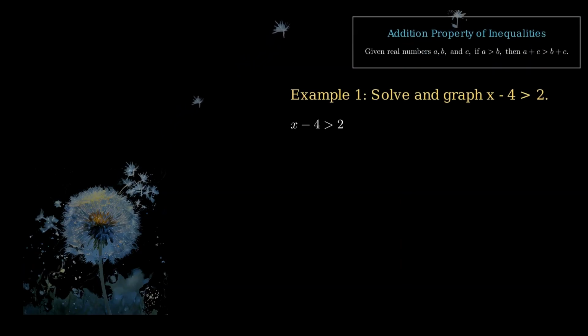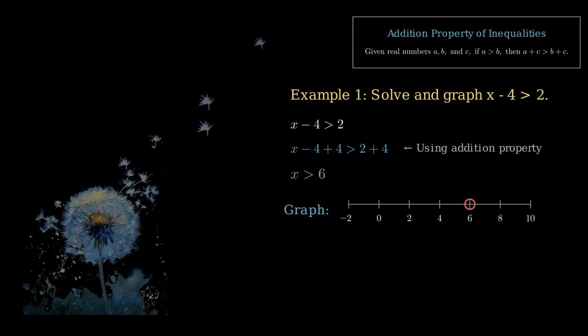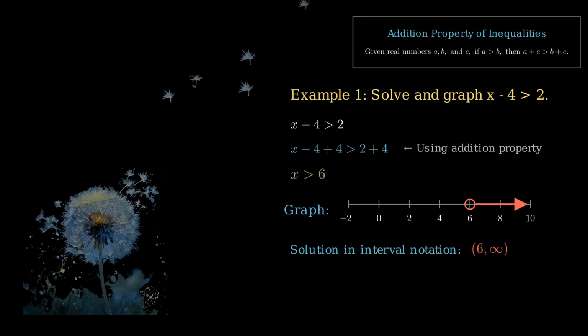Solve and graph the solution of x minus 4 is greater than 2 on a number line, and write the solution in interval notation. To solve, we start with x minus 4 is greater than 2. Using the addition property, we add 4 to both sides. This simplifies beautifully to x is greater than 6. Now let's look at the graph. We place an open circle at 6 because 6 is not included, and draw a bold arrow to the right. Finally, the solution in interval notation is written as open interval 6 to infinity.